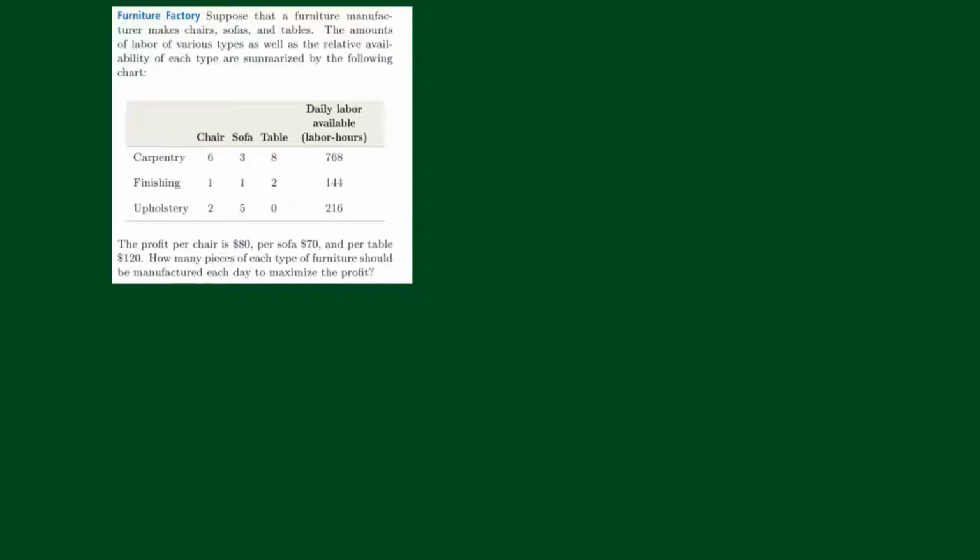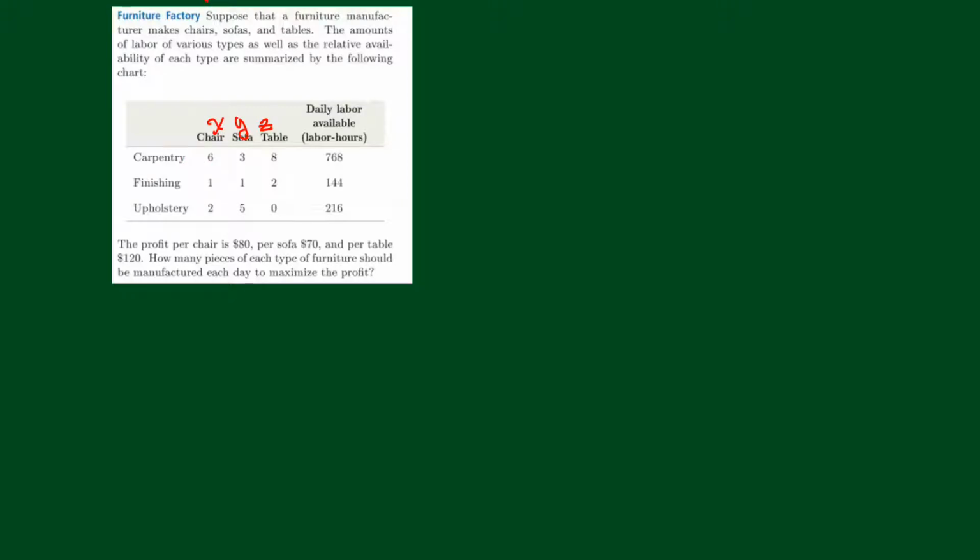This will be maybe our X. Let X be the number of chairs, Y will be the number of sofas that we manufacture, and Z will be the number of tables. Now the characteristics are carpentry, finishing, and upholstery. And these are the labor number of hours of each.